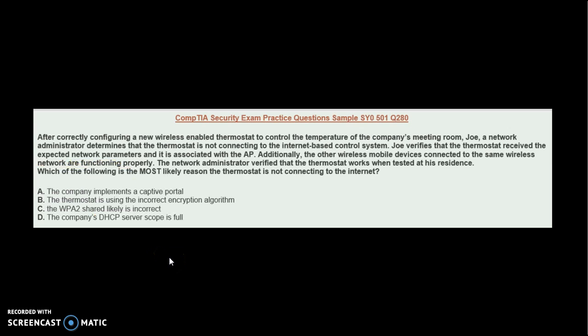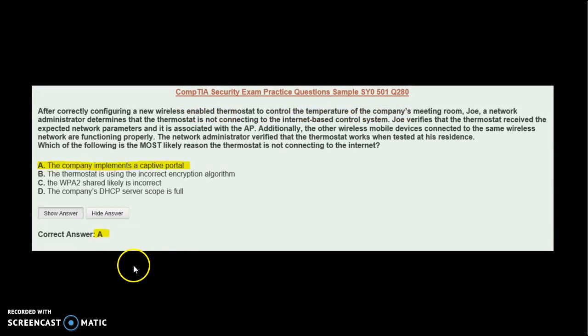After correctly configuring a new wireless-enabled thermostat to control the temperature of a company's meeting room, Joe, a network administrator, determines that the thermostat is not connecting to the internet-based control system. Joe verifies that the thermostat received the expected network parameters and is associated with the access point. Additionally, other wireless mobile devices connected to the same wireless network are functioning properly. The network administrator verified that the thermostat works when tested at his residence. Which of the following is the most likely reason the thermostat is not connecting to the network? That is A, the company implements a captive portal.